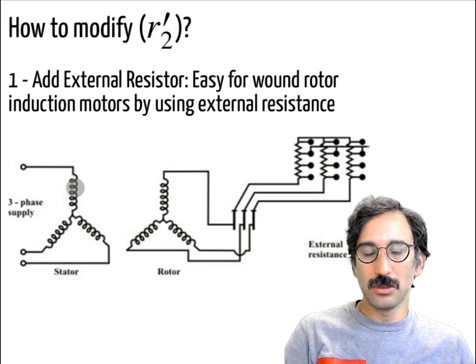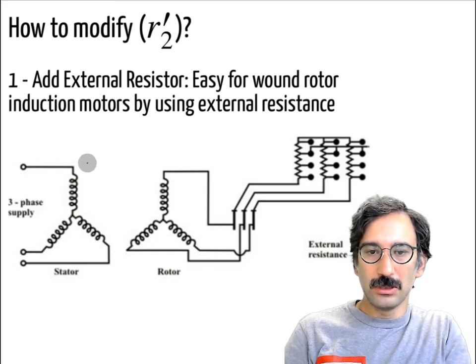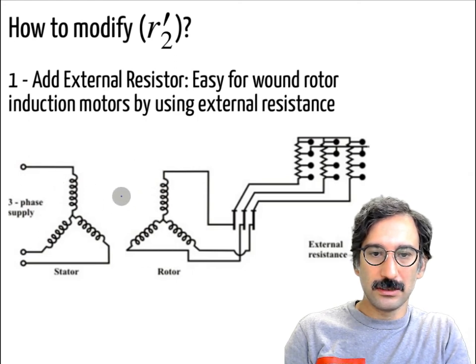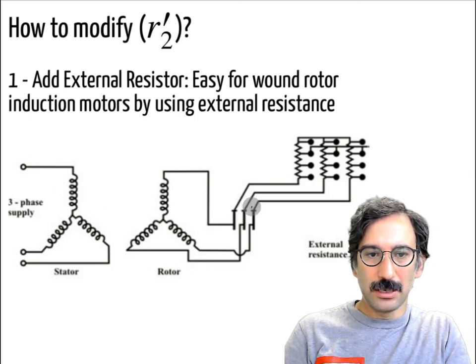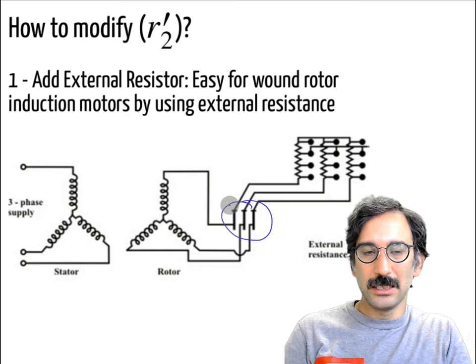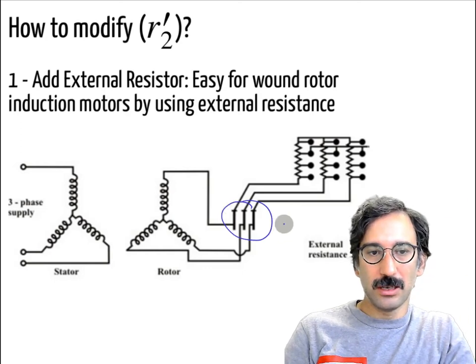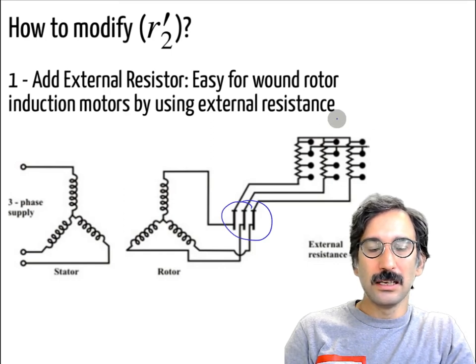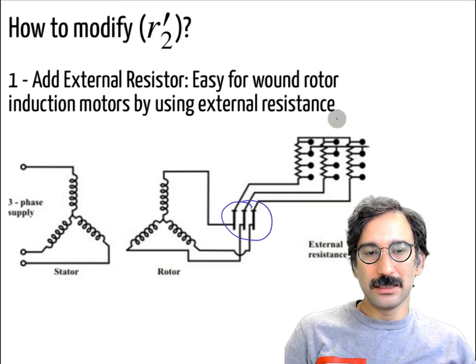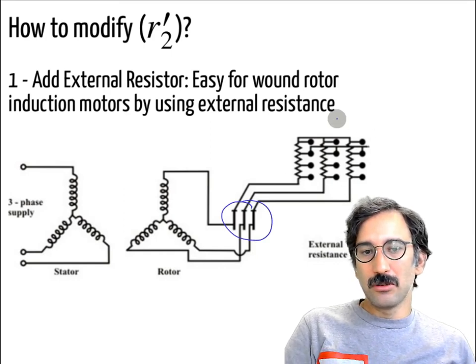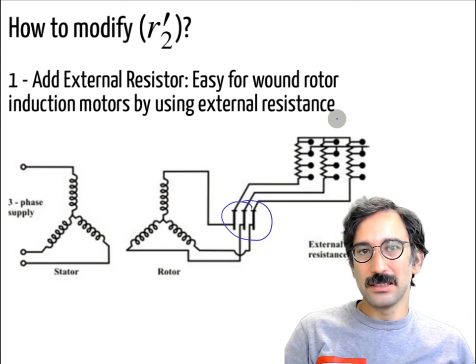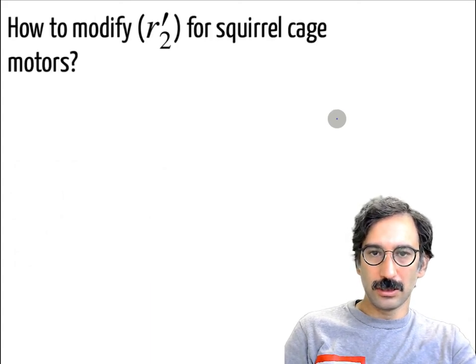In wound rotor induction motors, this is your stator circuit, this is your rotor, and remember, in the rotor there are some slip rings which bring those terminals to the outside, and you can connect some kind of external resistance, and you can control that external resistance to control the circuit.